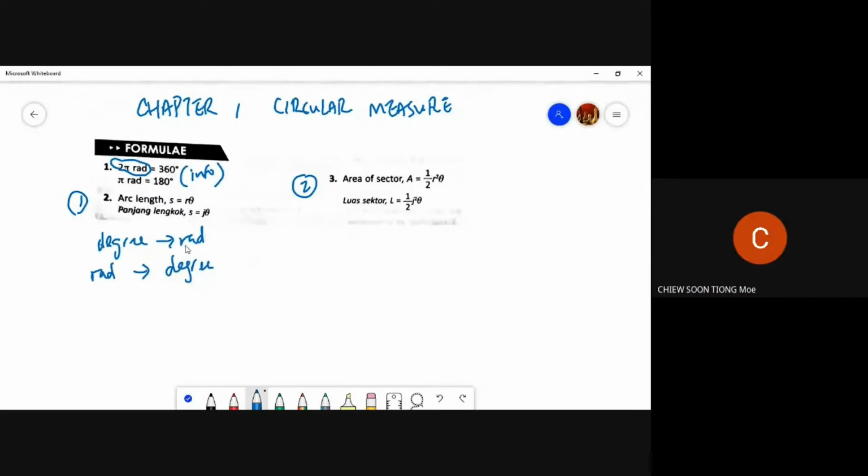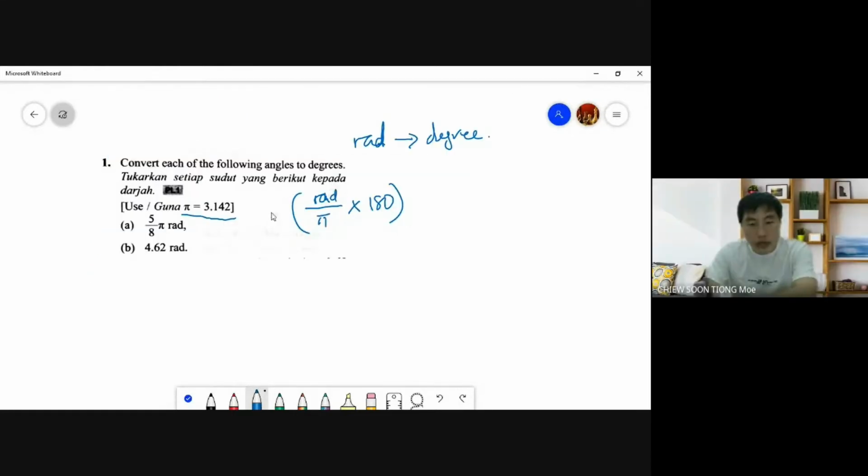So the formula for radian to degree is radian divided by pi times 180. So the method is 5 over 8 pi divided by pi times 180. So we can cut off pi and pi. So we are left with 5 over 8 times 180. You press the calculator and then you will get an answer. This is how to change radian to degree.